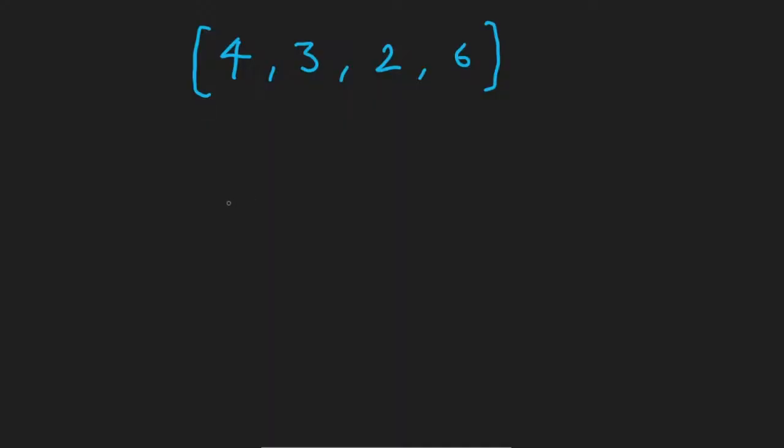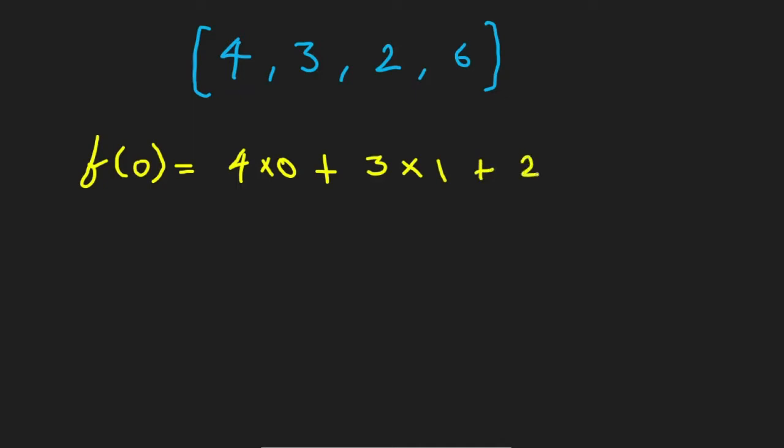So given this function, we can first start calculating the f of 0 for this array. F of 0 means we have rotated the array 0 times and we are calculating the function. So we can say 4 times its index, that is 0, plus 3 times its index, plus 2 times its index, plus 6 times its index, which gives us a total of 4, 18, 22 and 25.